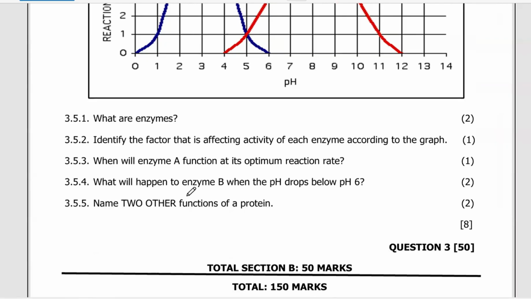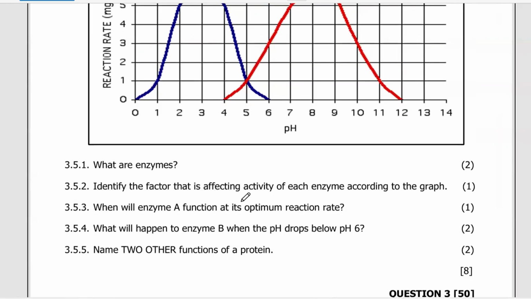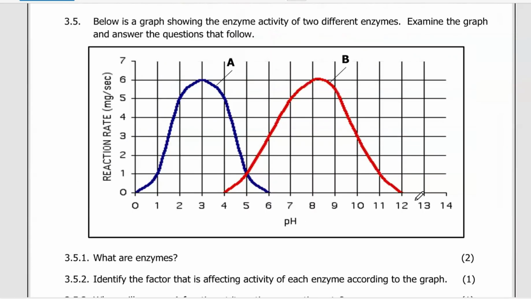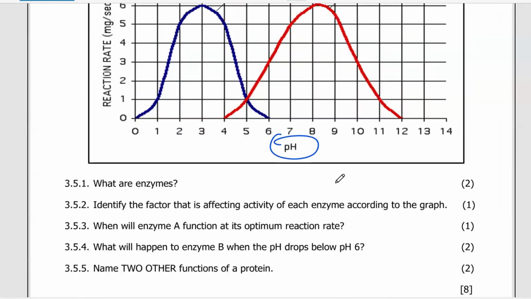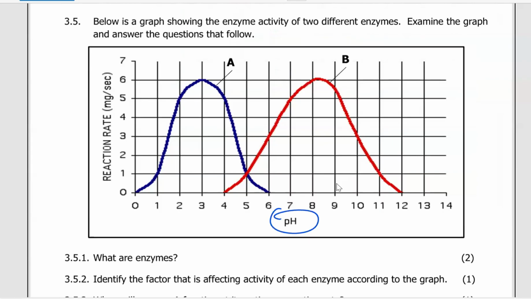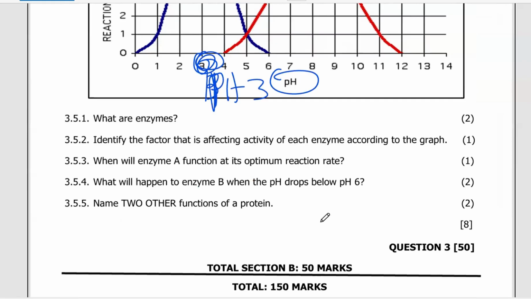They are saying to identify the factor that affects the activity of each enzyme according to the graph. So here we see that it is pH. Then they are saying, when will enzyme A function at its optimum reaction rate? We see that it is pH 3.